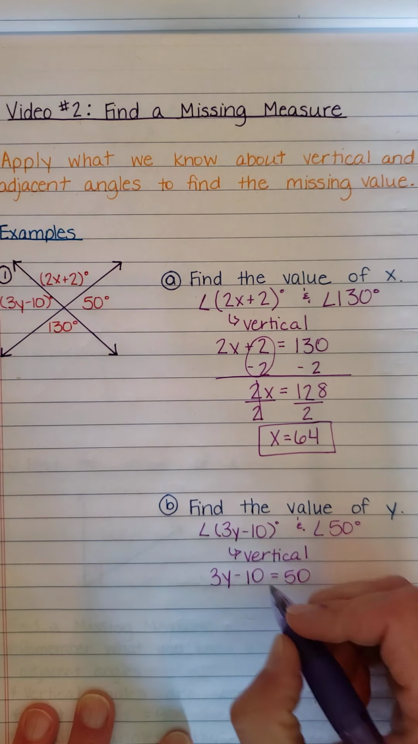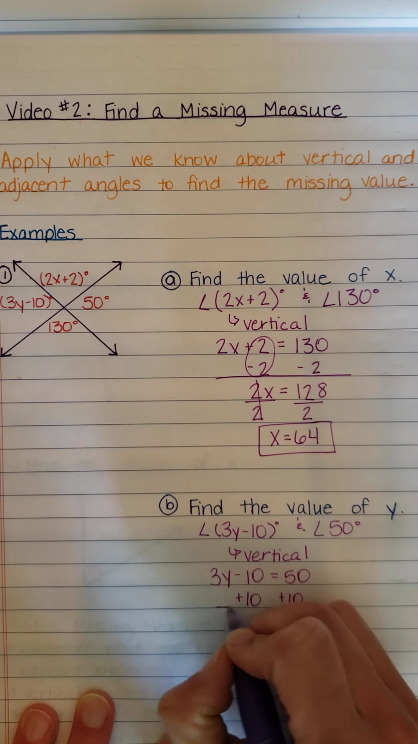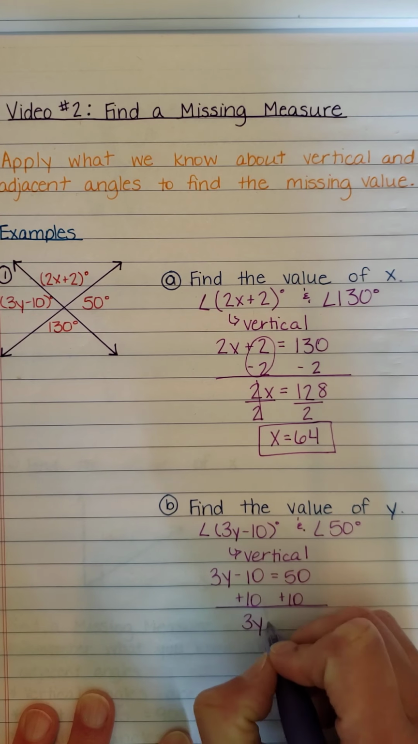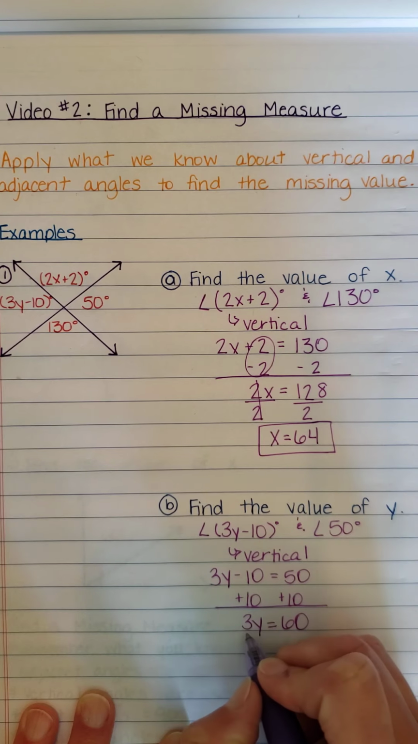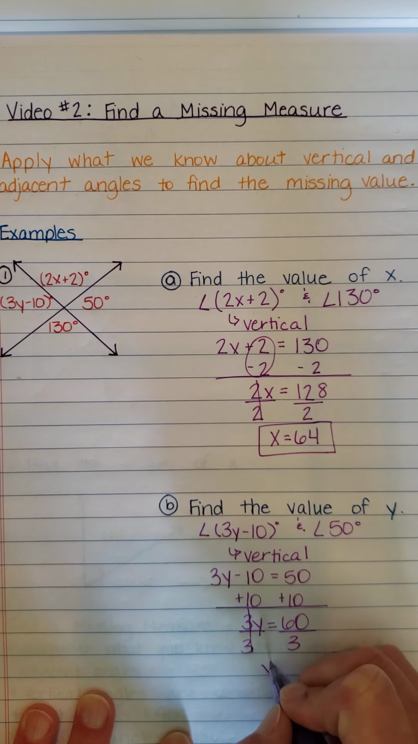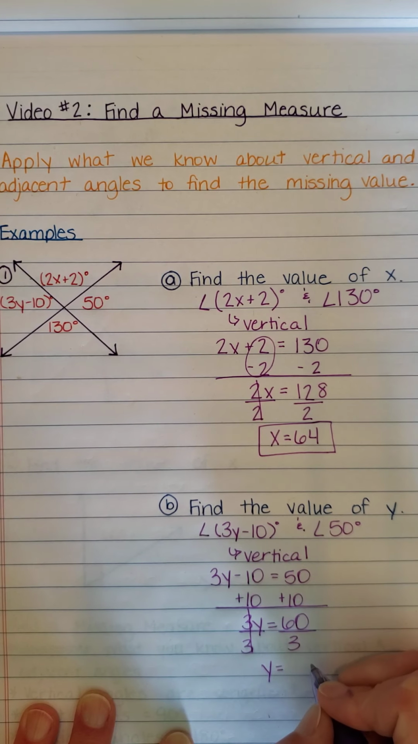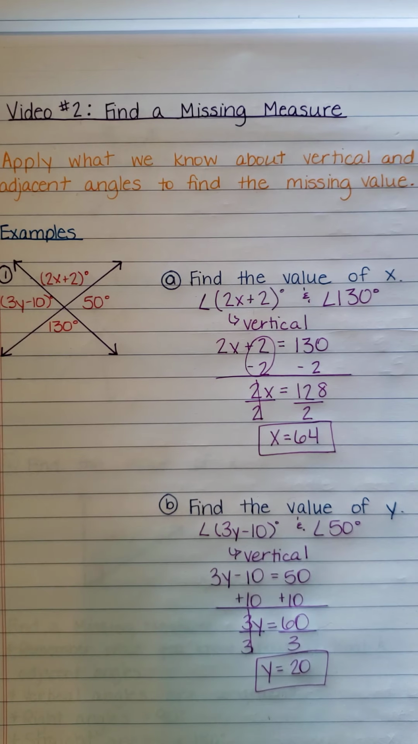I'm going to solve for y. So I'm going to add 10 to each side. That leaves me with 3y equals 50 plus 10 is 60. Now to solve for y, I'm going to divide each side by 3. And y is equal to 60 divided by 3 is 20. So y is equal to 20.